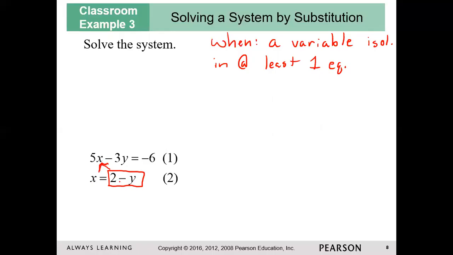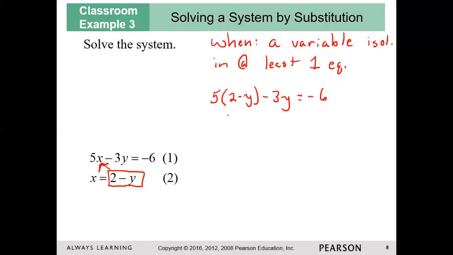So I call this the box and ship method when you're using substitution: you box up all the elements that x is equal to, this 2 minus y, and you ship it over to the other equation. So you end up with this brand new equation, which is going to be 5 parentheses, 2 minus y, minus the 3y that already lived there, is equal to the negative 6 that was already there. Again, I'm taking the x out and putting this 2 minus y in. So this is equation number 1 with the right-hand side of equation number 2 substituted into it.